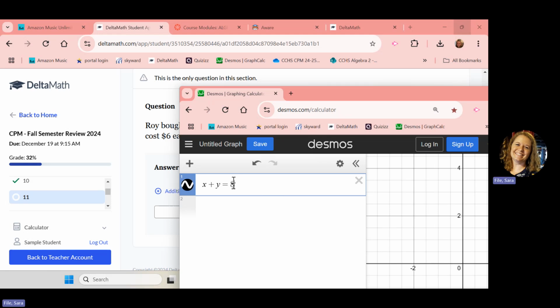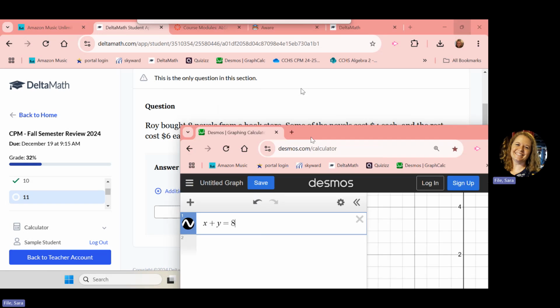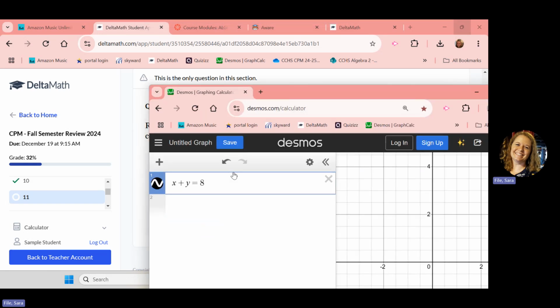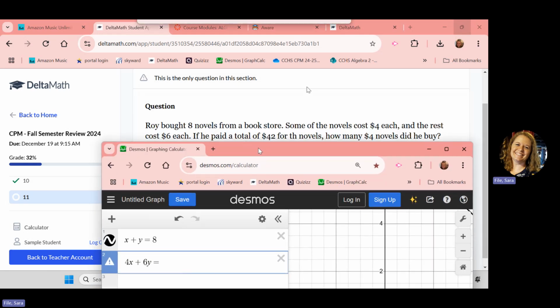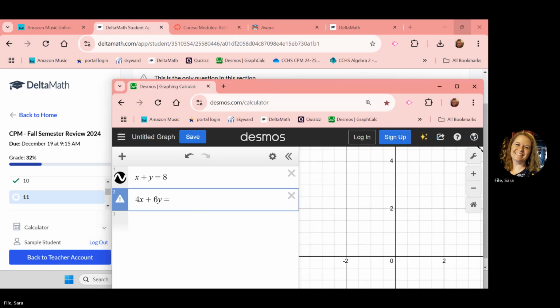So I'm typing this in to Desmos here. So he bought 8 novels. Okay, so the $4 novels and the $6 novels together is a total of 8 novels. Now we're going to talk about the price. So we said $4 novels and $6 novels, and the total price was $42. So that one would equal 42.